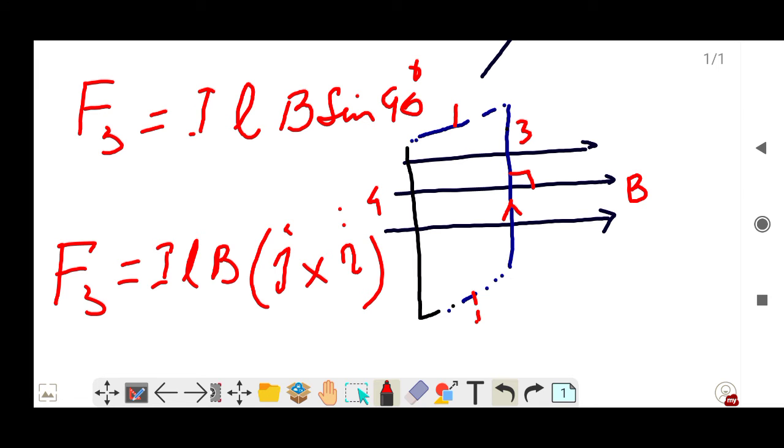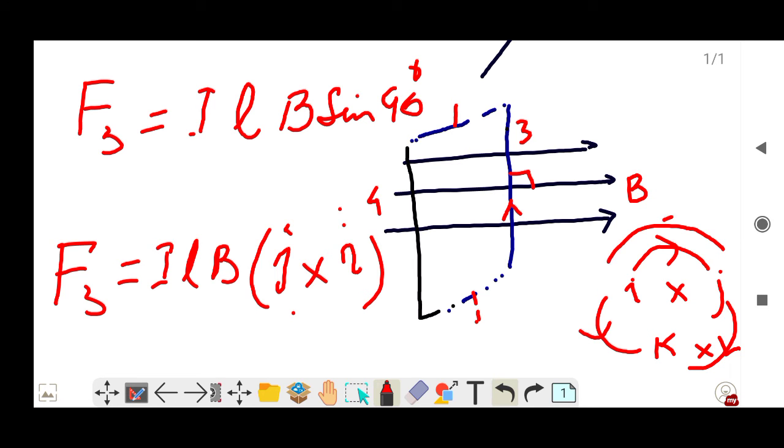So you know that earlier you might have been aware that I cross J is K, J cross K is I, K cross J is J. So we already know that from the cross product of vectors. So here you have got J cross I, J cross I. So that means it is going opposite to this. So therefore you'll write it as K but with a negative direction.